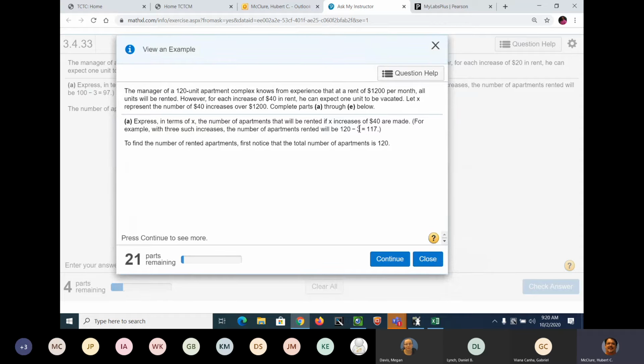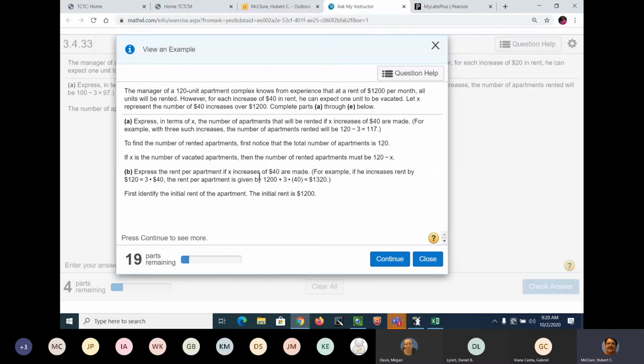Okay, so the number of apartments that will be rented if X increases of $40 are made, for example, with 3 such increases. Now, where do you get 3 such increases? I guess they just pulled that out of the air. I don't see 3 increases. So 3 increases will be 120 minus 3, which is 117. To find the number of rented apartments, first notice the number of apartments is 120. Okay, 120 minus X.